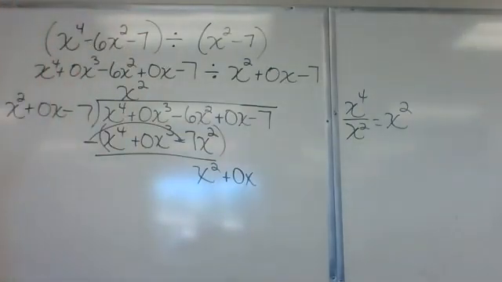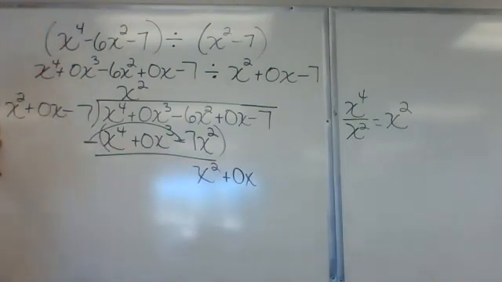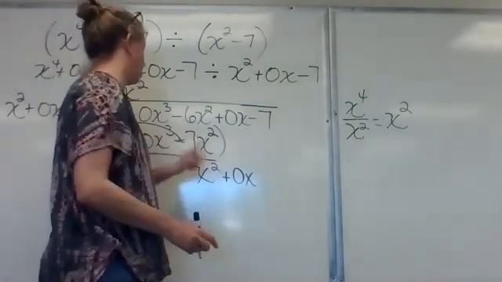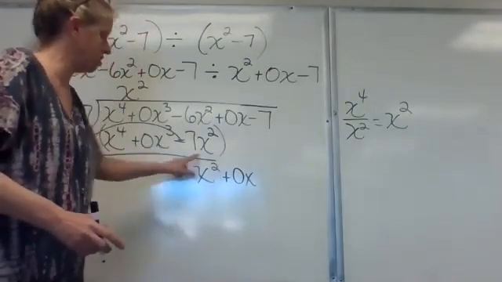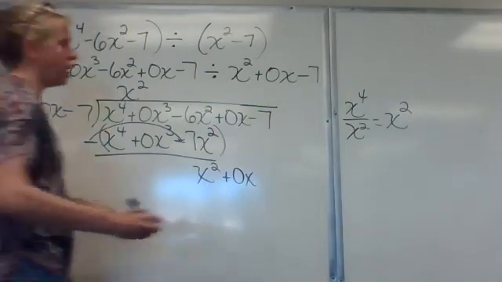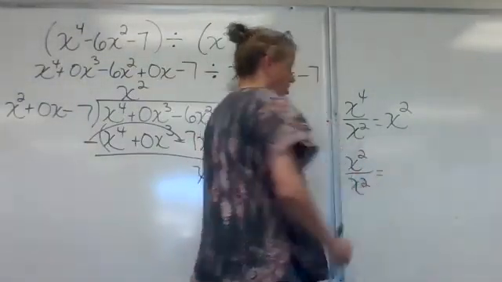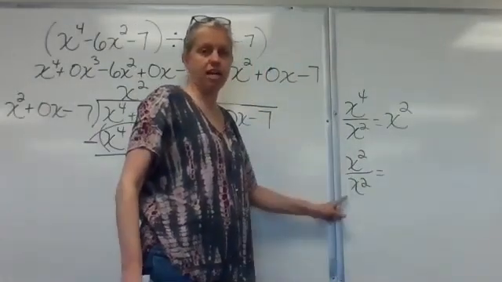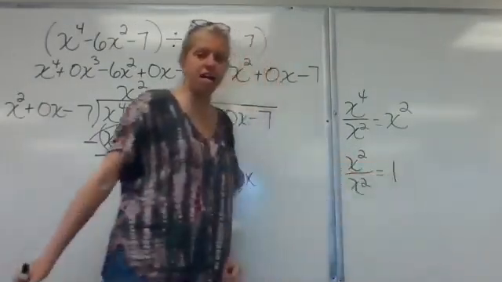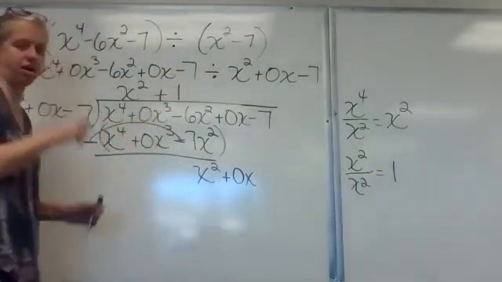What's your next step? Remember, whatever is over here, put these over each other. So this term right here, over your first term out here. So x squared over x squared. What is that going to give you? Anything over itself is +1. So +1 is what's going to come here.